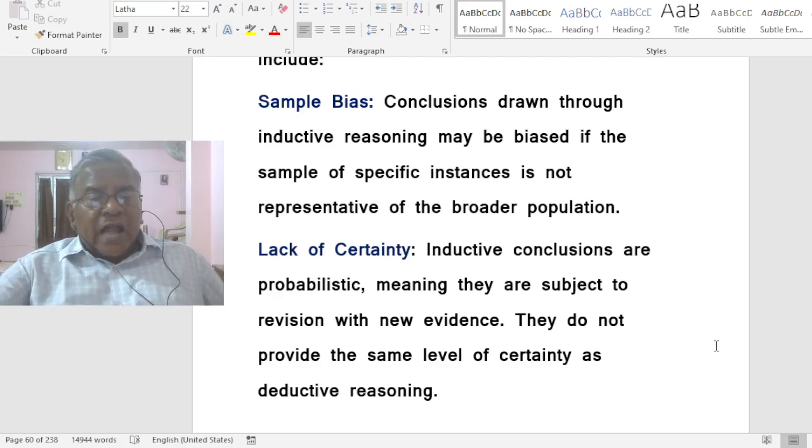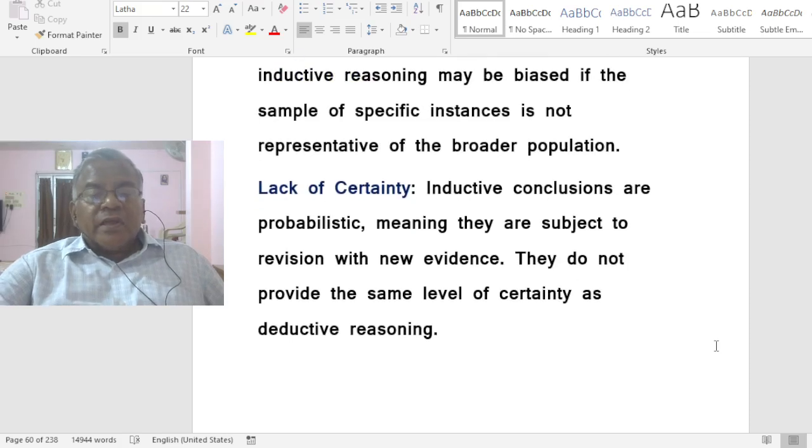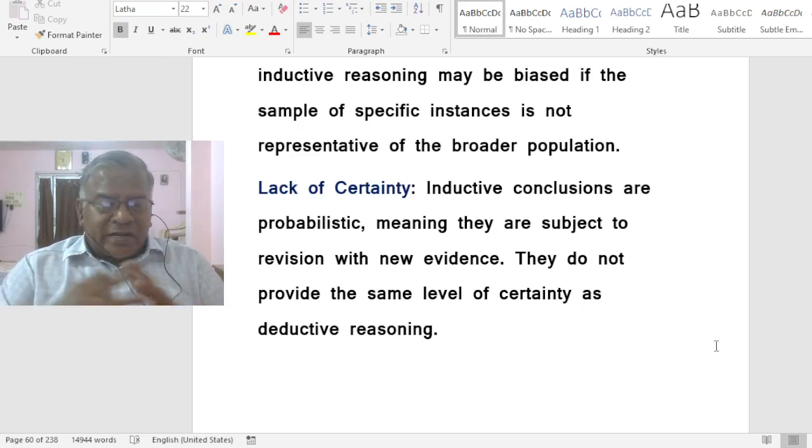Then lack of certainty. Inductive conclusions are probabilistic, meaning they are subject to revision with the new evidence. They do not provide the same level of certainty as deductive reasoning. I mean, you can refine it, yes, more and more tests you can do, and then you can refine it, you can even find out the truth also, but it may not be 100% true. That is the idea here.